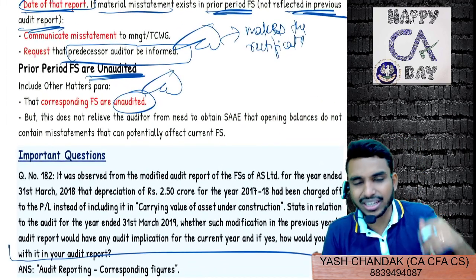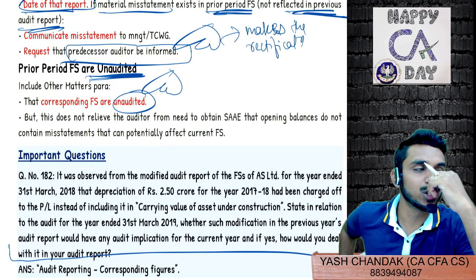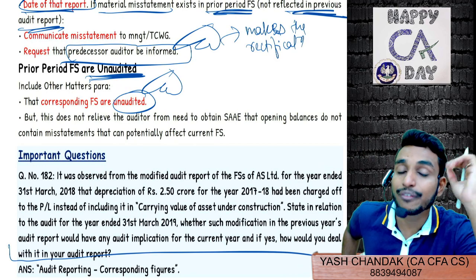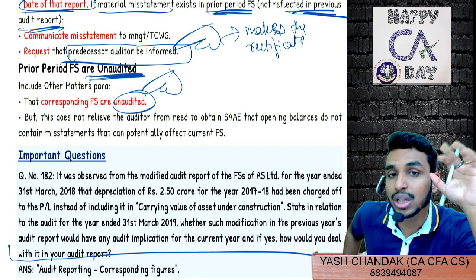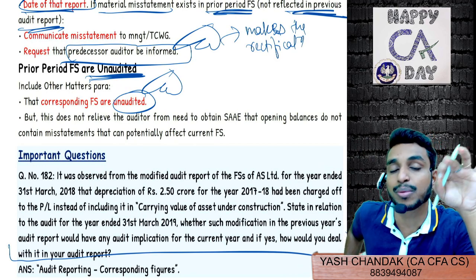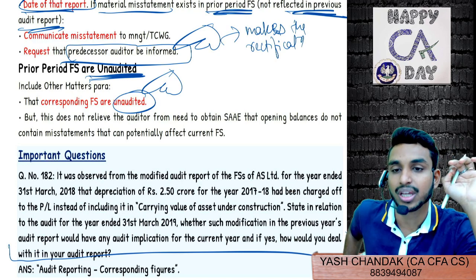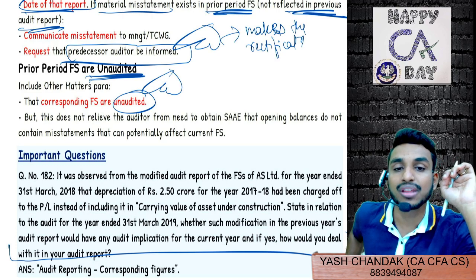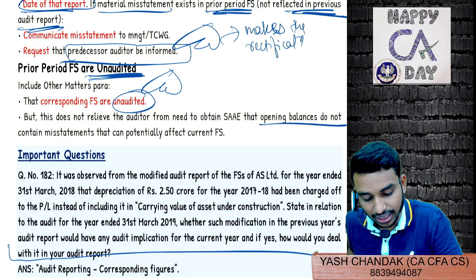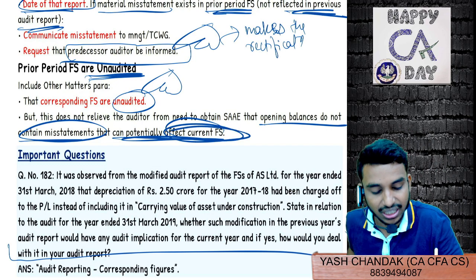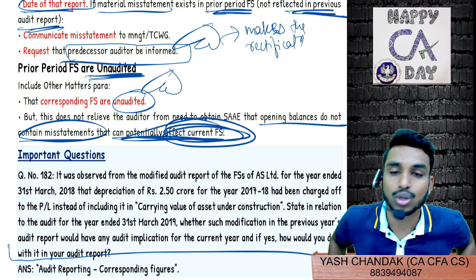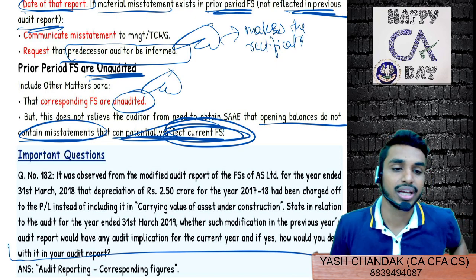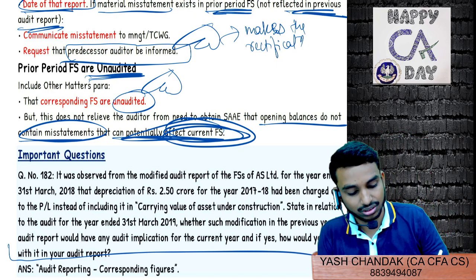So you cannot say, okay fine, corresponding figures are unaudited, so why waste time, simply adopt all the figures, because anyway we won't be able to check. No, you have to provide for alternative audit procedures, check whether all the opening balances and closing balances tally, as per SA 510, perform the entire procedure. And even after that you will not be relieved, to obtain evidence that opening balances do not contain any misstatement that can potentially affect the current period financial statements.